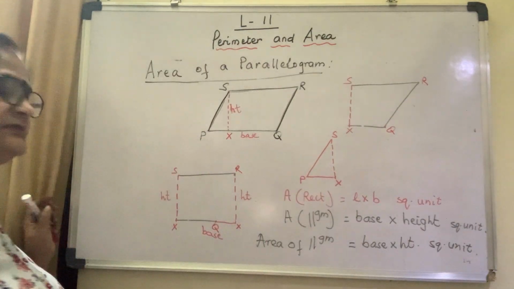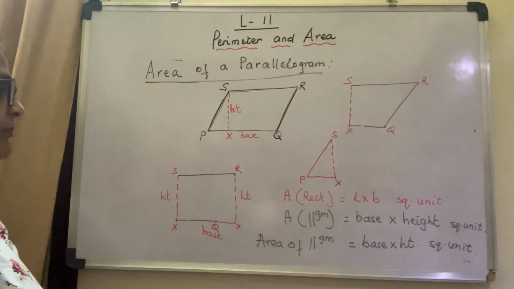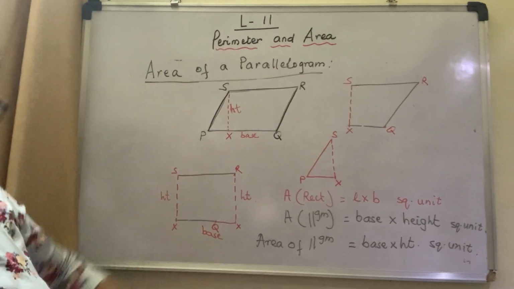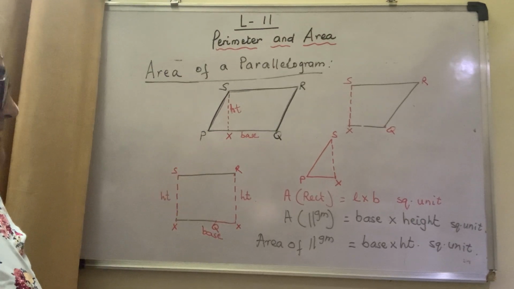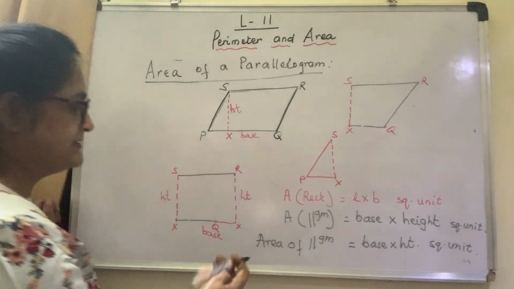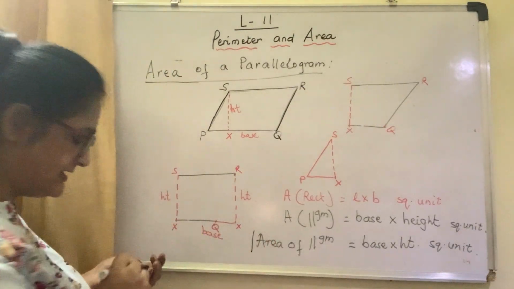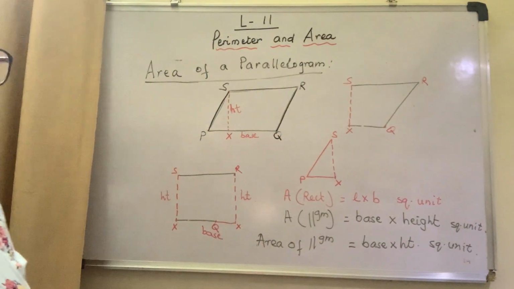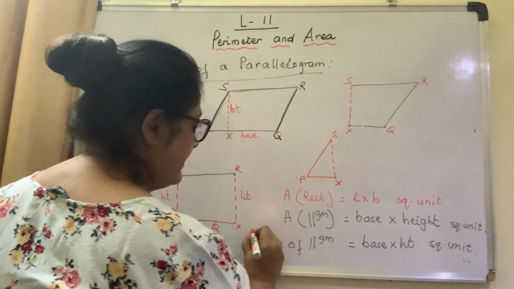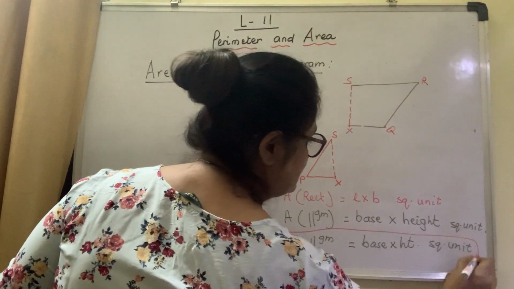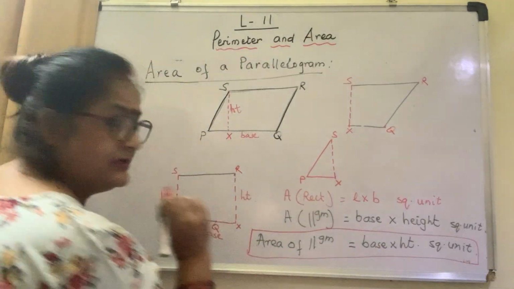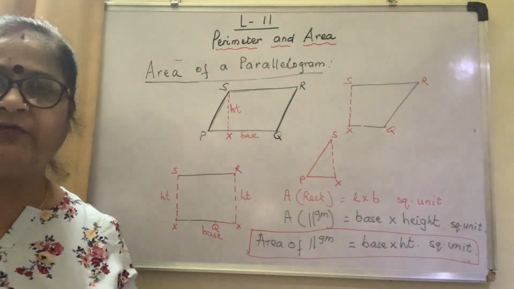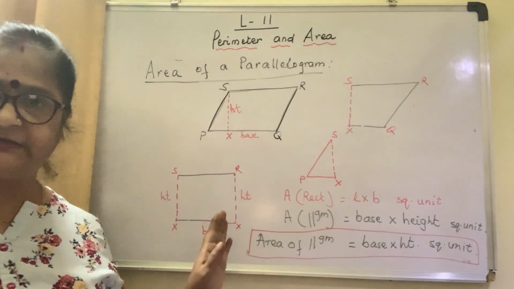Please write the formulas in your classwork book. All the formulae must be written in the classwork book. Okay? So the area of a parallelogram is base multiplied by height square unit. This is what is important and you must write it down. How we derived the formula, I have shown it to you. So this is the formula that you need to write. Okay? So the perimeter of a parallelogram is the sum of all the four sides.